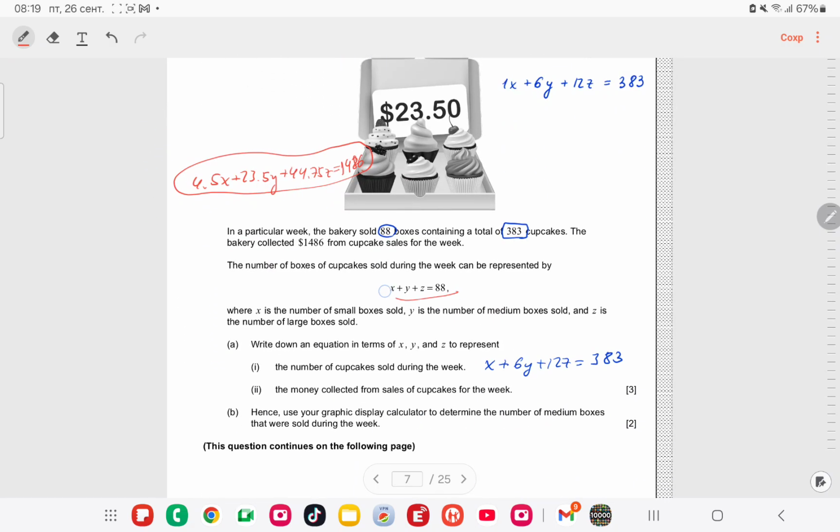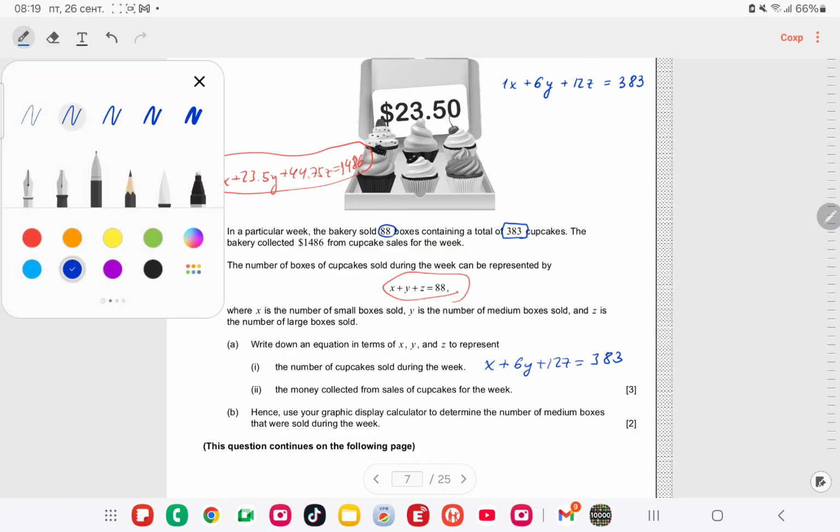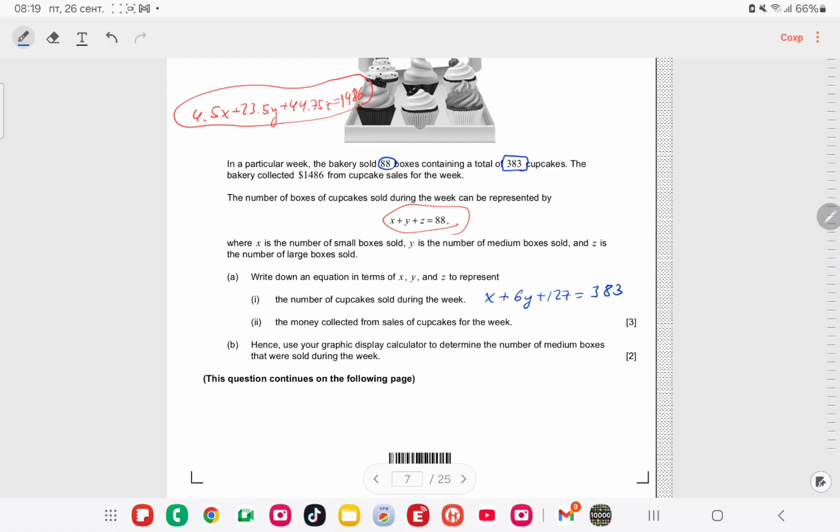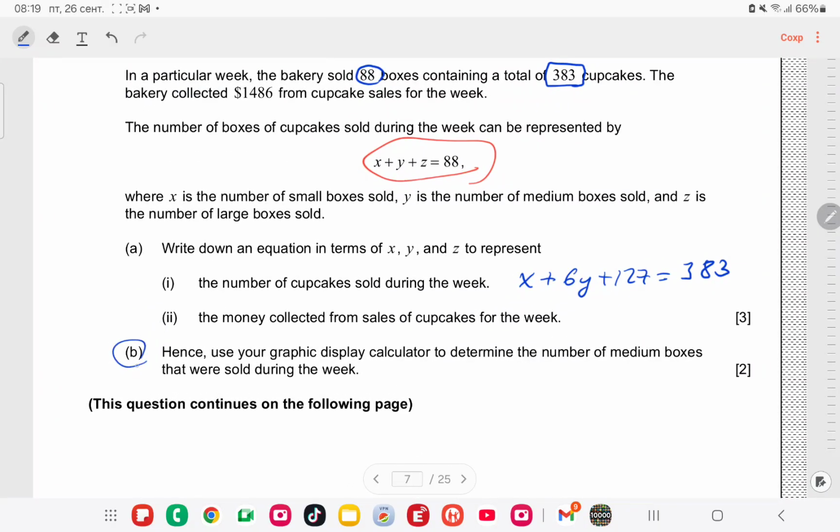And finally we will have the second equation. So in total we have three equations. To solve this problem we have to have three equations because we have three unknowns. And this is about part B. It says, hence use your graphic display calculator to determine the number of medium boxes sold during the week. Medium boxes is y, so we have to find y.